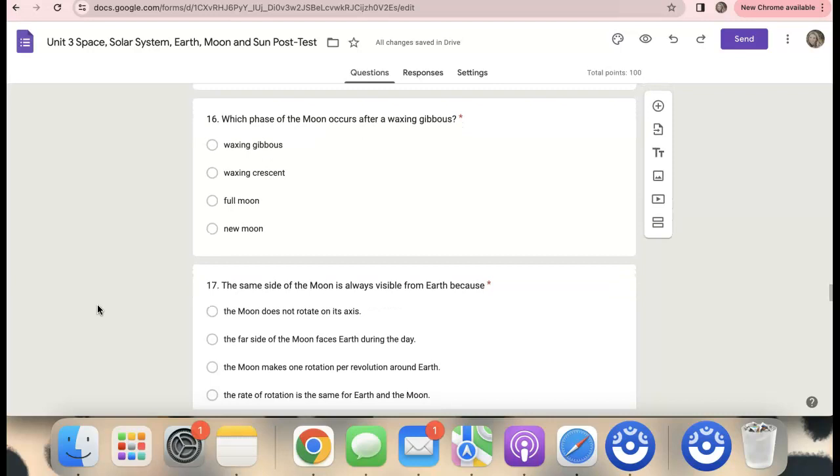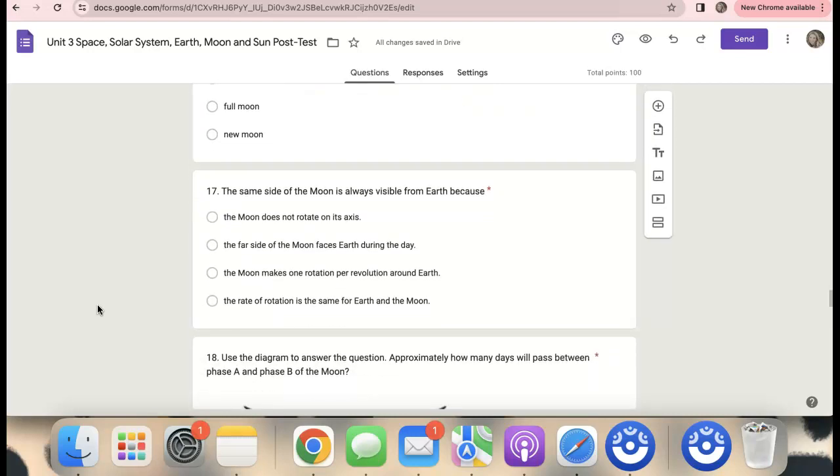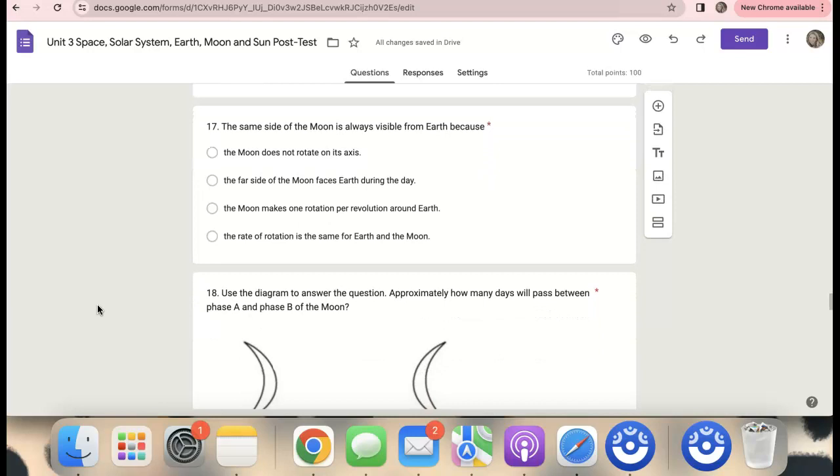Number 16. Which phase of the Moon occurs after a waxing gibbous? A waxing gibbous, a waxing crescent, a full moon, or a new moon? Number 17. The same side of the Moon is always visible from Earth because the Moon does not rotate on its axis, the far side of the Moon faces Earth during the day, the Moon makes one rotation per revolution around Earth, the rate of the rotation is the same for both the Earth and the Moon.